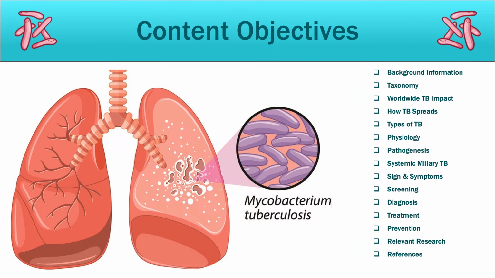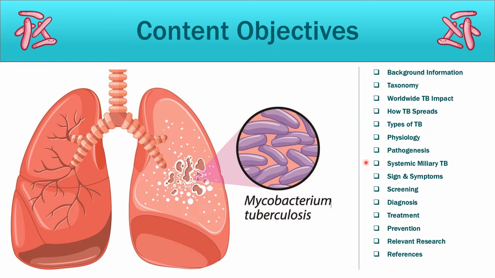Before we really get into the meat and potatoes of this presentation, I just want to go over what our main objectives are as we go through this topic. As you can see over here, I have a table of contents of the order in which we're going to discuss different parts of tuberculosis. For instance, we're going to have the taxonomy, general information, worldwide impact, and you can see going down the line what we're really going to be talking about. The big one is going to be the physiology and the pathogenesis of this particular disease.